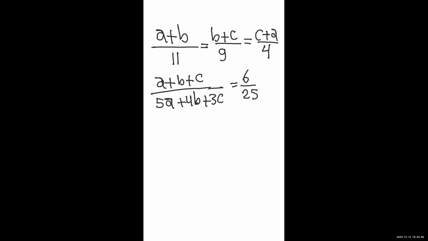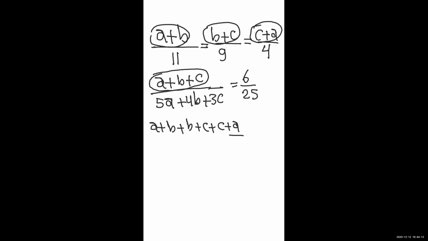Here, it's A plus B plus C. Now A plus B, B plus C, C plus A. So I'm going to add the antecedents and the consequents. So A plus B plus B plus C plus C plus A over 11 plus 9 plus 4. So it will equal here A and here A, so 2A plus B and B, 2B.